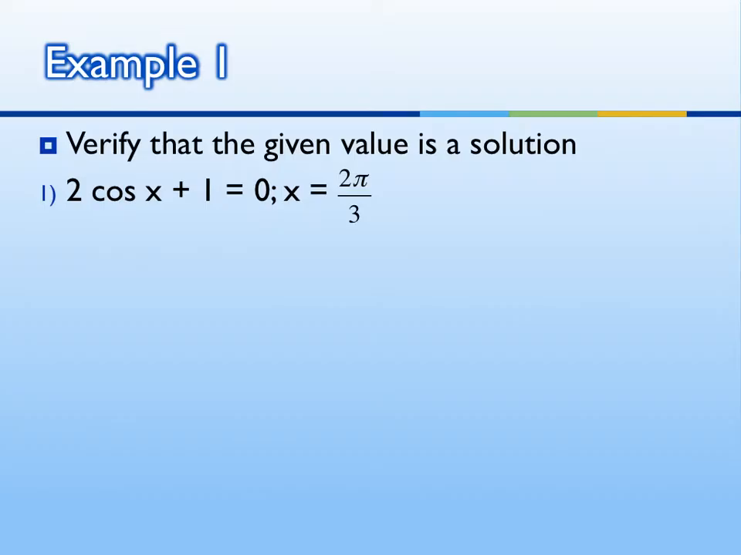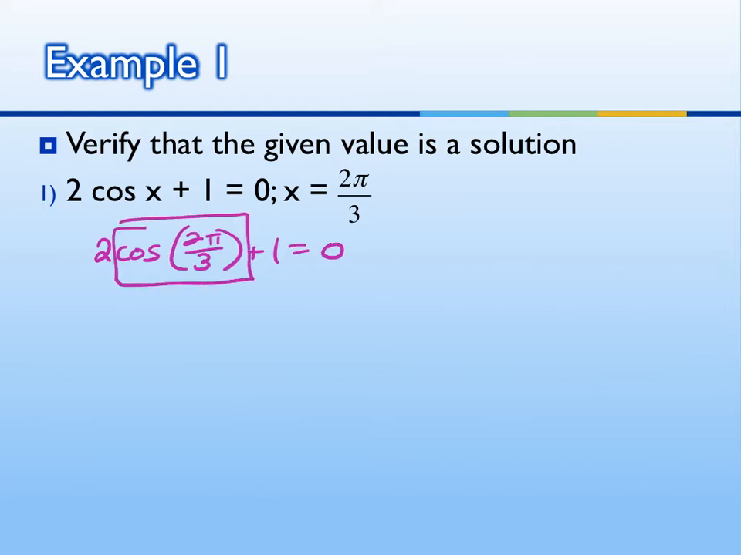The first thing it says is verify that the given value is a solution to this. So if I had 2 cosine of x plus 1 equals 0, and I'm telling you that x equals 2 pi over 3, and it says it's a solution because there can be more than one. But to check this, I could just plug it in. So 2 times the cosine of 2 pi over 3 plus 1 equals 0. So I have to figure out what cosine of 2 pi over 3 is. This is where my unit circle comes into play.